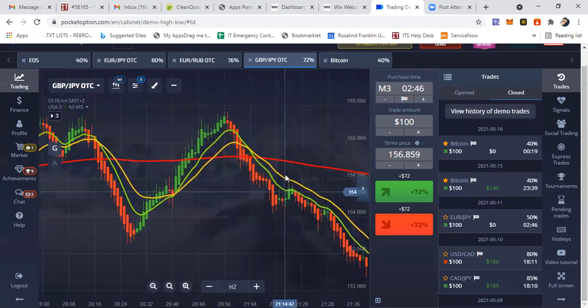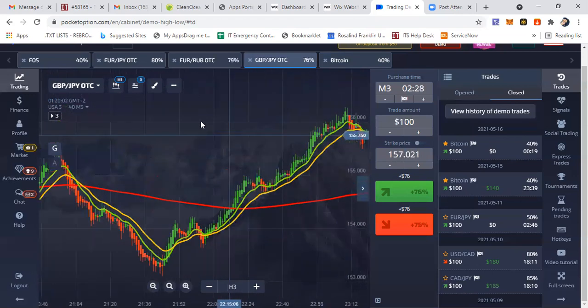Nothing major that you have to do. You just have to be patient. You have to wait for the crosses, and you have to wait for the flat bottoms or flat tops. Only trade the trend.